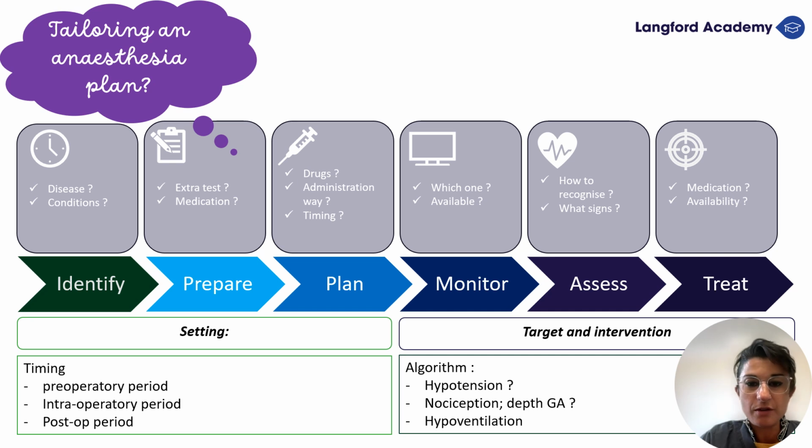So often there is an algorithm that you can come up with before you start the procedure. If your patient is hypertensive, what are you going to do? It depends on the patient, obviously. If the patient has a cardiac disease, maybe you would treat it very differently than if it doesn't. Often they might be nociceptive or have a change in depth of anesthesia. So how are you going to resolve that if it happens? And if they're hyperventilating, what are you going to do?